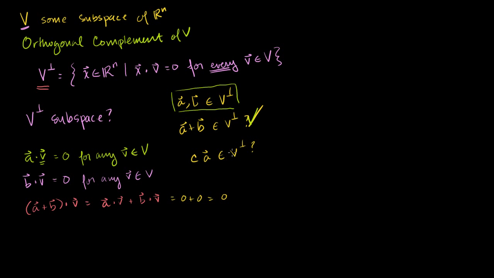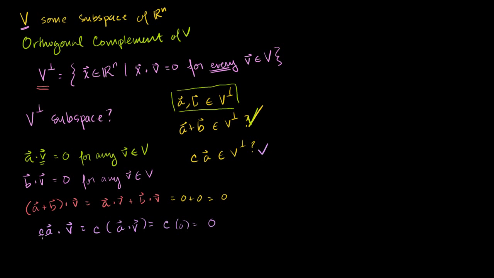Now, is cA a member of V perp? Well, let's just take c. If we take cA and dot it with any member of our original subspace, this is the same thing as c times A dot v. And what is this equal to? By definition, A was a member of our orthogonal complement, so this is going to be equal to 0. So it's going to be c times 0, which is equal to 0. So this is also a member of our orthogonal complement to V.